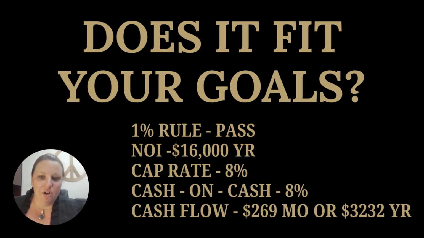But the biggest question of all is always going to be is does it fit your specific situation and does it fit your goals? This property, as we've talked about before, is just kind of an example of what could potentially happen. Every property is going to have its own numbers, and you're going to want to run the numbers on each one, determining which one is going to fit your goals. This one did pass the 1% rule. The net operating income was $16,000 a year. The cap rate was 8%. The cash on cash was also 8%, and the cash flow was $269 a month.